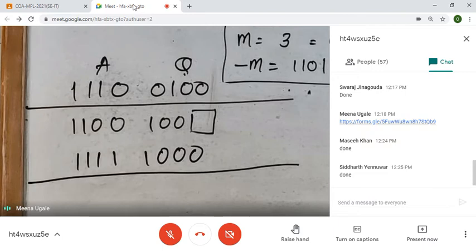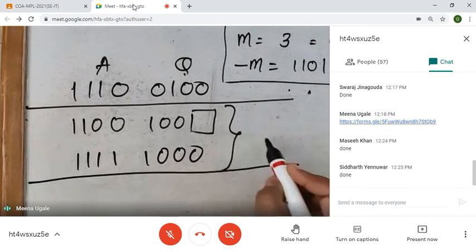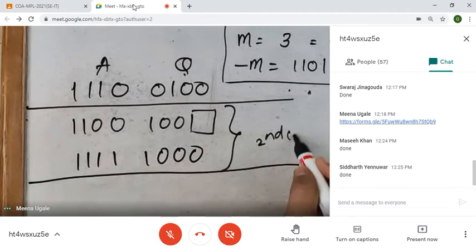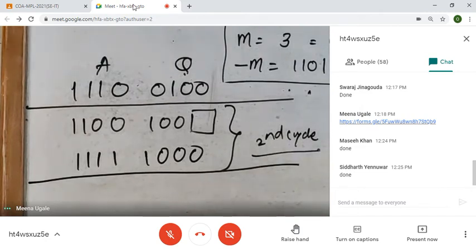Whichever steps you are taking or completing, somewhere if possible just note down that this is your first cycle, this is the second cycle, like that, because it is quite easy for us while checking your papers. Right now you are writing neatly in the book, but during the exam you are always in a hurry, so students write very messily.